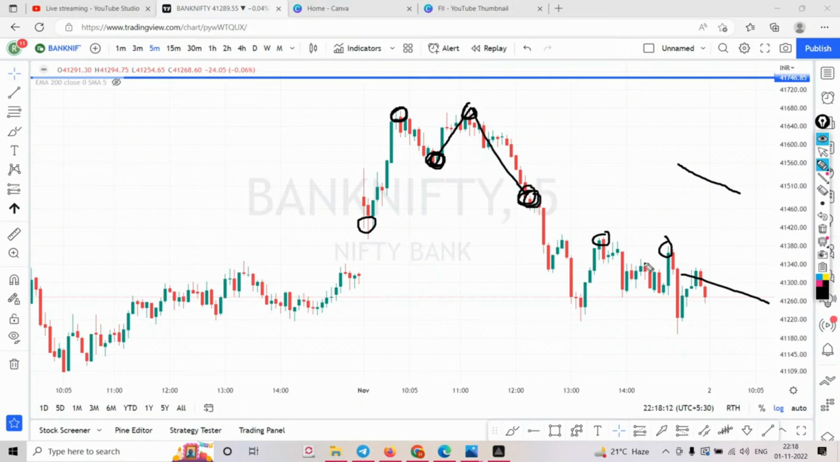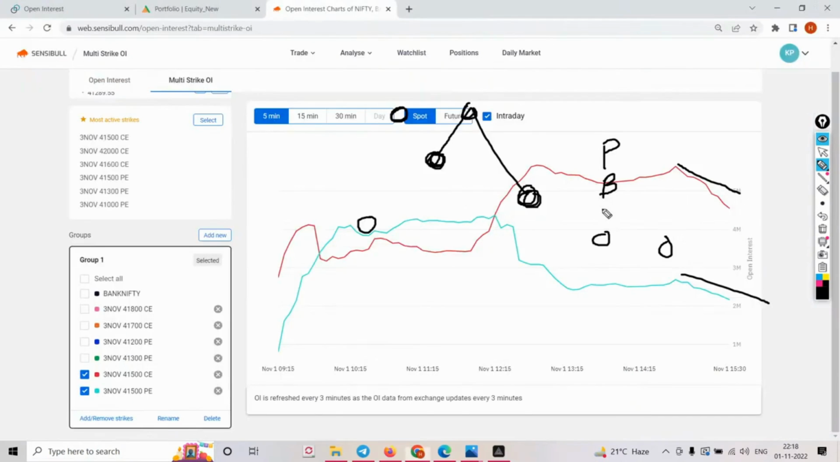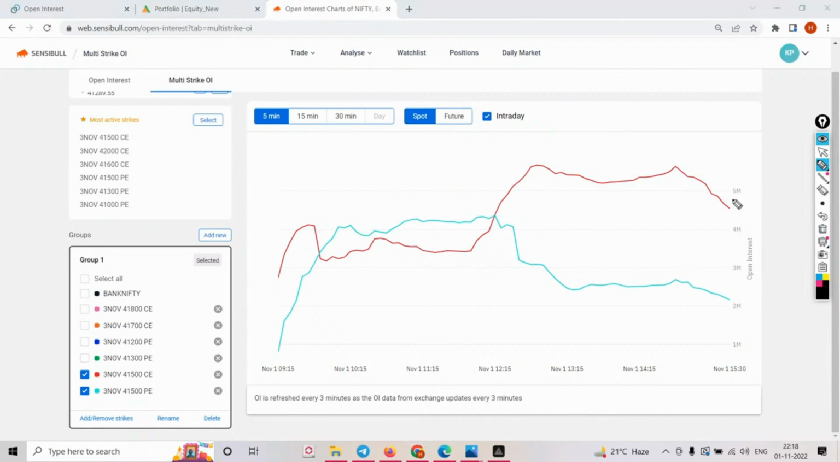So that's what happened at 3 p.m. Either they will book their profit or they will book their losses. That's the reason we see a steep fall from 3 p.m. to 3:30. This is where either profit booking or loss booking happens. Simple. Or else you will find some new trades getting deployed.